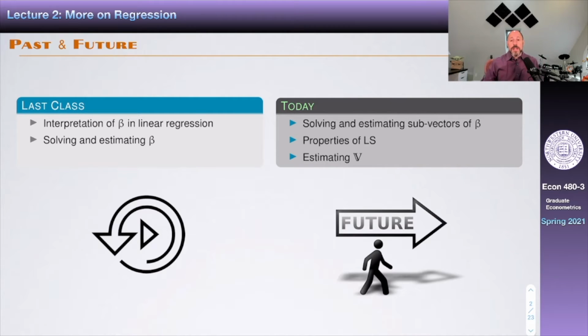We talk about the interpretation of beta. We talk about three different interpretations: conditional mean expectation, a projection interpretation, and a causal interpretation. And then we talk about how we could solve for beta under the assumption that the expected value of xu is 0. Today, we're going to talk about solving and estimating for subvectors of beta. And then we're going to describe the properties, or at least the basic properties of the least squares estimator.